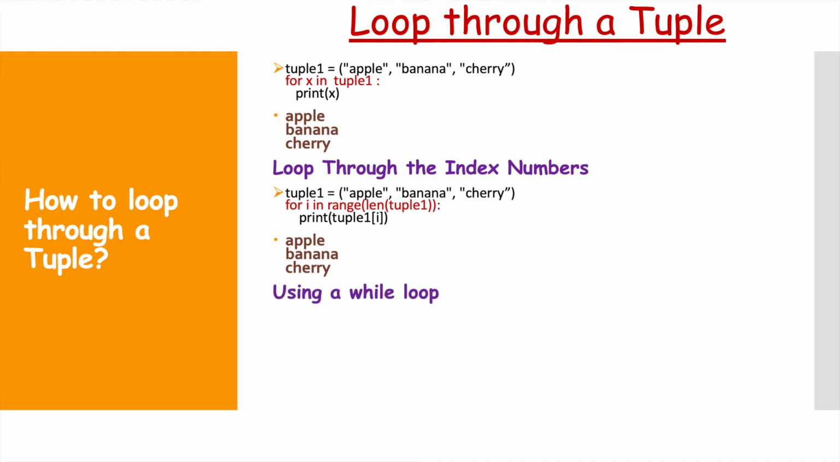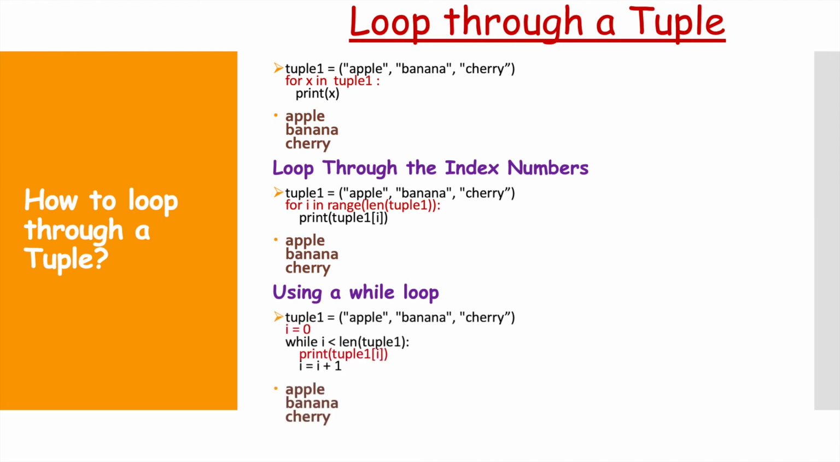Another way of looping the tuple is using a while loop. So this is an example of a tuple. You're using while i is less than the length of the tuple, you are simply printing the tuple items and then you are incrementing the value of i. In the same way you can loop through all the items: first by using a for loop, second by using a while loop, and third by using a for loop with the range of indexes.